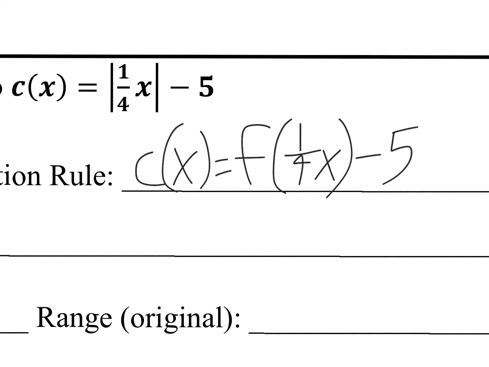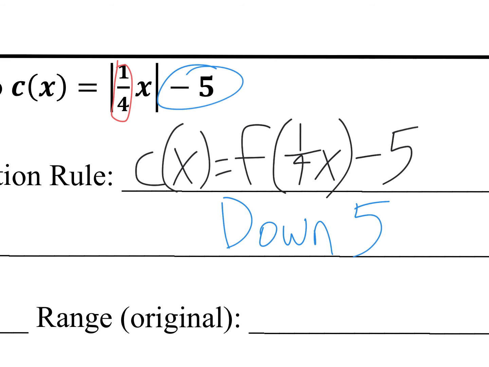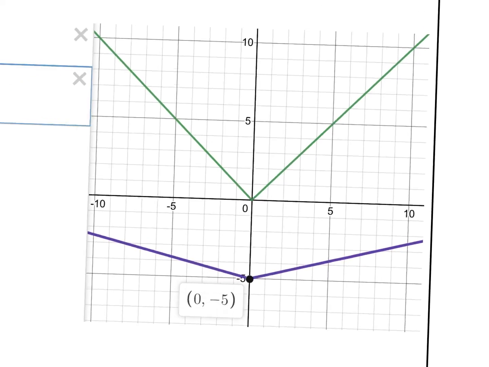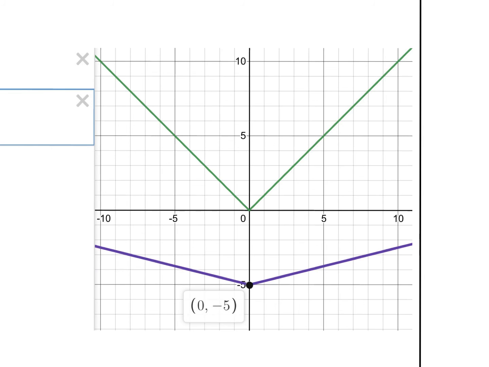So now let's talk about what that 1/4 does and what the minus 5 does. Anytime you add or subtract on the outside, it goes up or down that much. So minus 5, it goes down 5. So that 1/4, if you don't know how that's affecting it, go ahead and graph it. And then when you look, the green is the original, the purple is the new one. You see it's gone down 5, but it got wider.